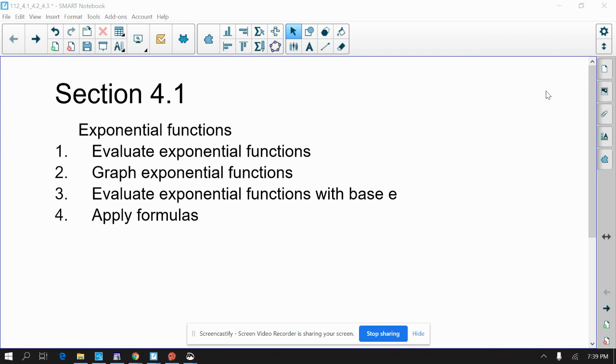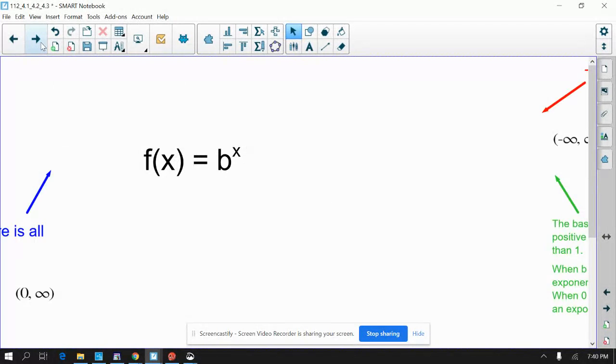Hello. So this is starting our fourth unit, and this is entailing a lot of chapter 4 with one little section from chapter 3, the one we just finished, and section 4.1, a short one with a short homework assignment to boot. So we're talking about exponential functions. We're going to evaluate them. We're going to try to look at their graphs and apply some of them.